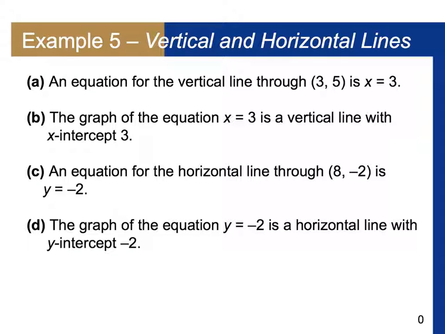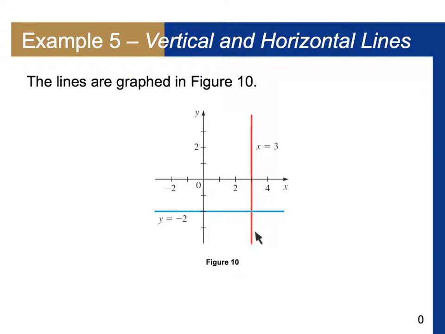So here's x equals 3, a vertical line. You can see it has an x-intercept of 3, but it just keeps going straight up and down. We would have arrows here going in both directions for both of these lines because they go on forever. So there's our vertical line x equals 3, and here's our horizontal line y equals -2.